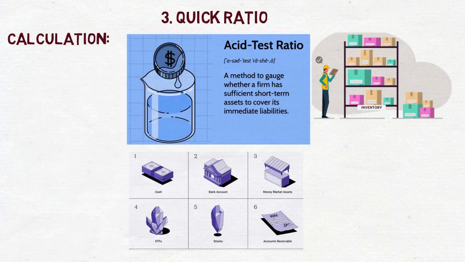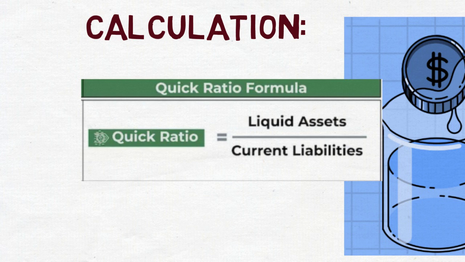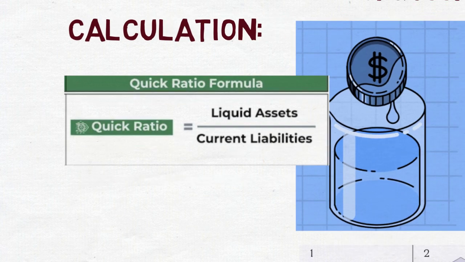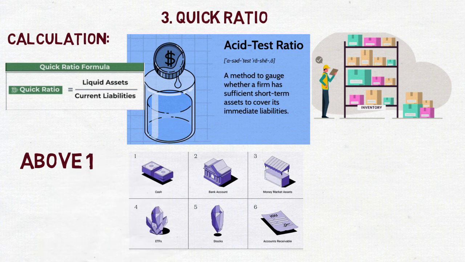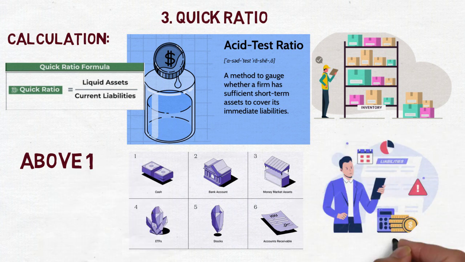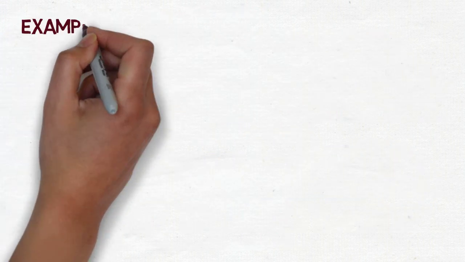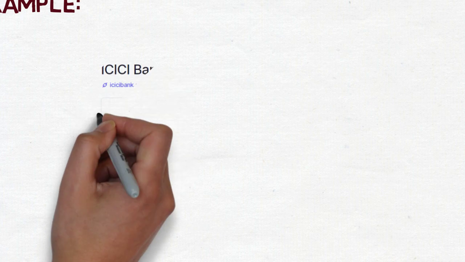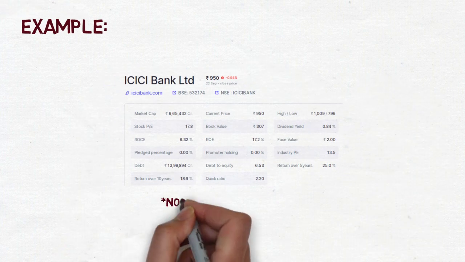Expressed as a numerical value, it is calculated by dividing liquid assets by current liabilities. A quick ratio above 1 indicates that the company can immediately pay off its current liabilities using its liquid assets, while a value below 1 indicates that it cannot. For example, here we can see that the quick ratio of ICICI Bank is 2.20, which is a healthy sign.